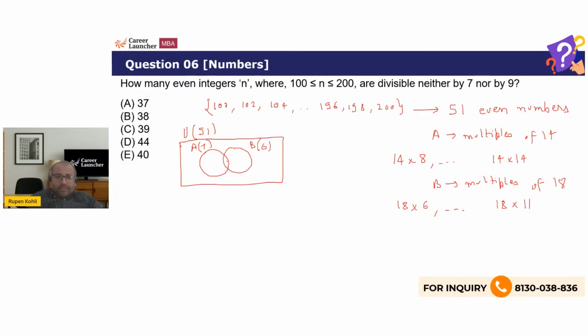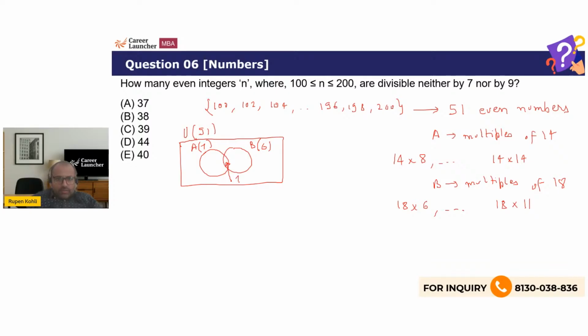How many are common? The intersection, the overlap. So multiples of 18 as well as 14. So 7 into 9, 63, into 2, 126. Multiples of 126, the number 126 itself. Because in that range 126 is the only multiple. The next multiple is 252, outside the range. So there is only one common multiple.